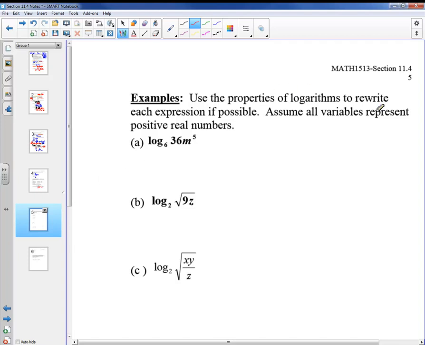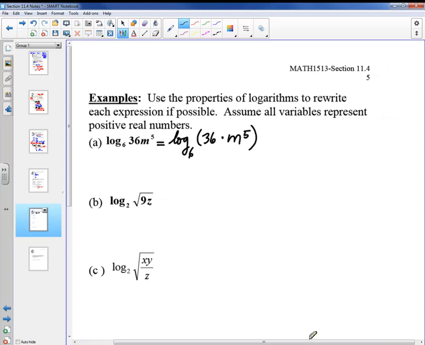It says use the properties of logarithms to rewrite each expression if possible. Assume all variables represent real numbers. Okay, so the first thing we need to realize is that log base 6 of 36m to the 5th really means log base 6 of 36 times m to the 5th. So it's a multiplication, a product, so we use the product rule and change it into a sum of two logs. So we have log base 6 of 36 plus log base 6 of m to the 5th.